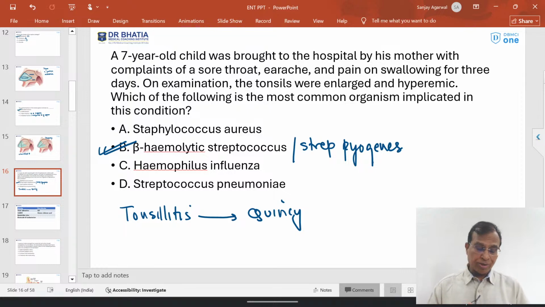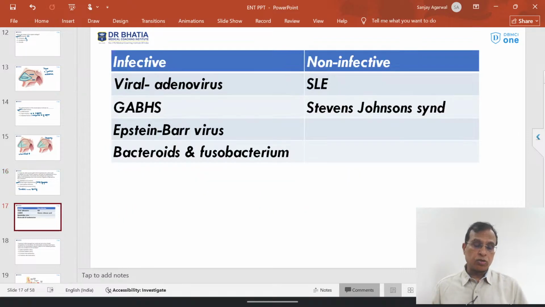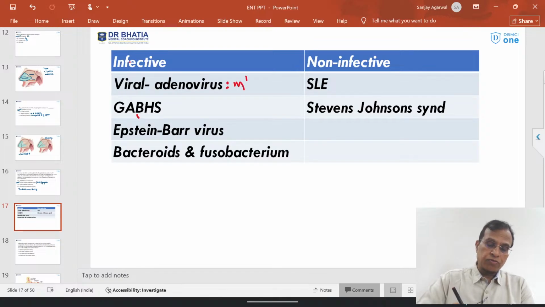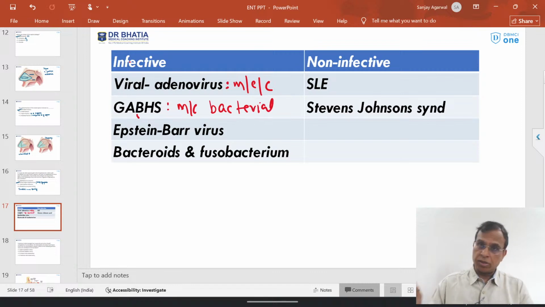But talking about tonsillitis, there are many other bacterial pathogens that can lead to tonsillitis, and these are the few important pathogens that you should remember. See, tonsillitis can be infective and non-infective. In infective tonsillitis, adenovirus, I already told you, is the most common cause of tonsillitis, and GABHS is the most common bacterial tonsillitis, and this is the answer that we picked also.